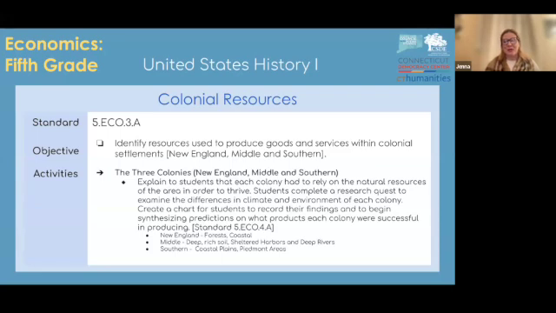Of course, we know New England had a large lumber industry because of the forests that were there, but they also had whaling and fishing because of the coastal location. In the middle colonies, they had deep, rich soil and sheltered harbors, which made it very nice to get boats in and out to transport goods. And they had deep rivers that, once again, boats could use for transportation. And then the southern colonies were really focused on coastal plains, Piedmont areas, and farming.